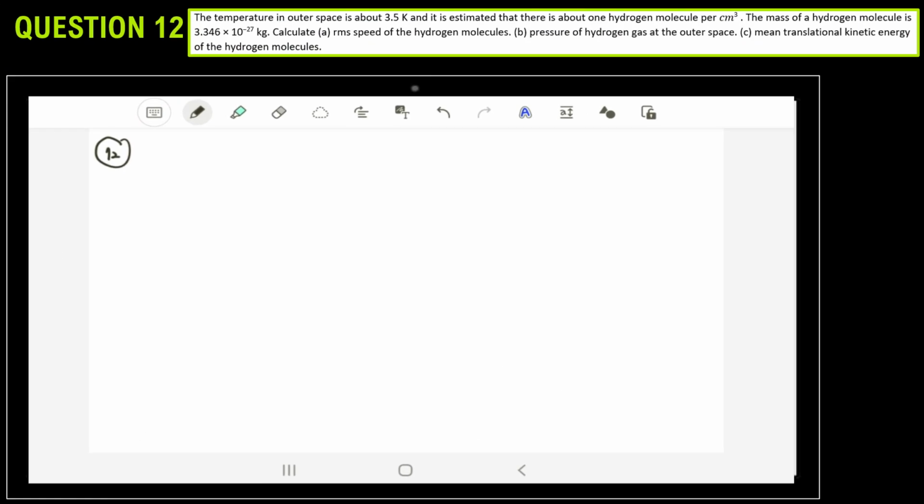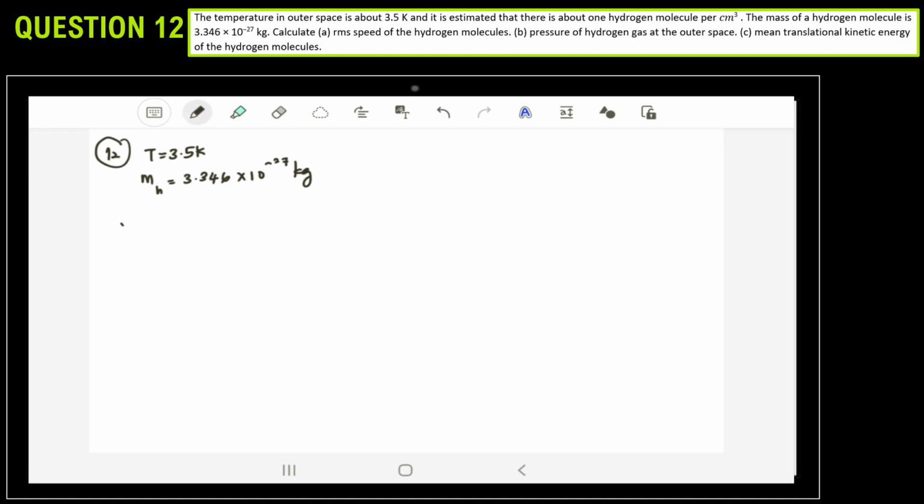Question number 12. We have the temperature in outer space is about 3.5 Kelvin, so T is equal to 3.5 Kelvin. It is estimated that there is about 1 hydrogen molecule per centimeter cube. Given that the mass of the hydrogen molecule is 3.346 times 10 power negative 27 kg, we want to calculate the RMS speed, or VRMS, of the hydrogen molecules.